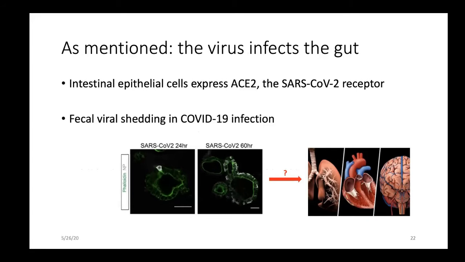Yeah, so as Johannes said, the intestinal epithelial cells express ACE2, the SARS-CoV-2 receptor, and there is viral shedding and productive infection in the gut. And one research question could really be if this infection in the gut or the microbiota alterations in the gut could alter also distant organs like the lungs, the heart, and the brain. We know that most patients get lung disease, but there are also a lot of patients getting symptoms from the heart and also alterations in consciousness.